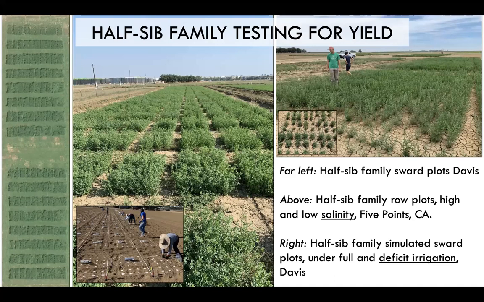We often don't have enough seed, and that's a big problem for half-sib sward evaluations. And so in this case, in the middle here, we've transplanted 24 plants in a plot, and these represent constructed swards, with hopefully enough competition among plants that we can somewhat simulate what the real conditions might be.